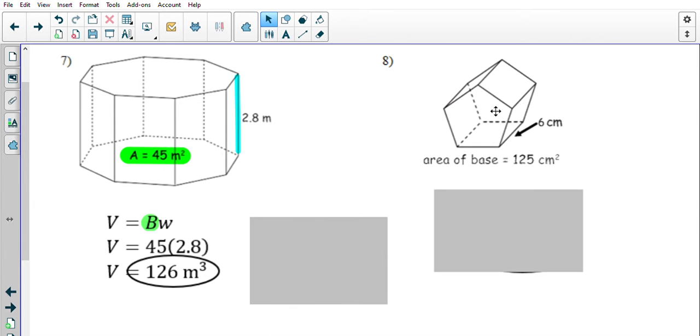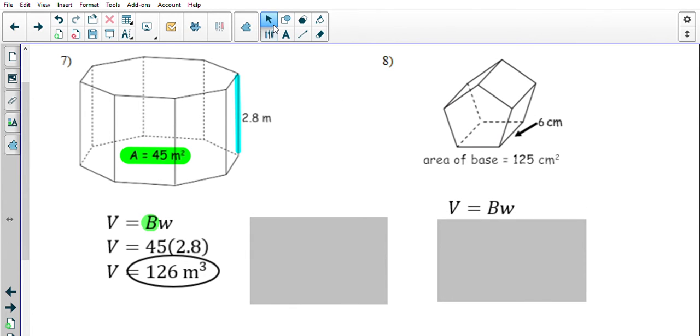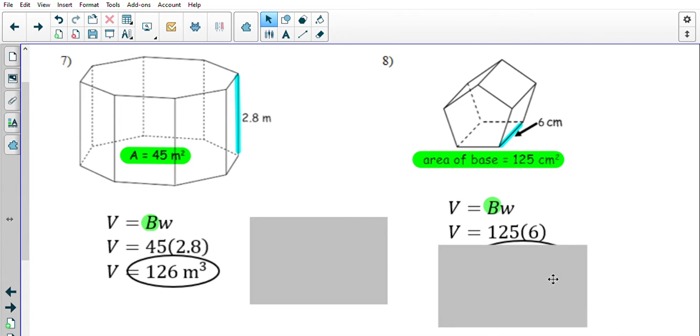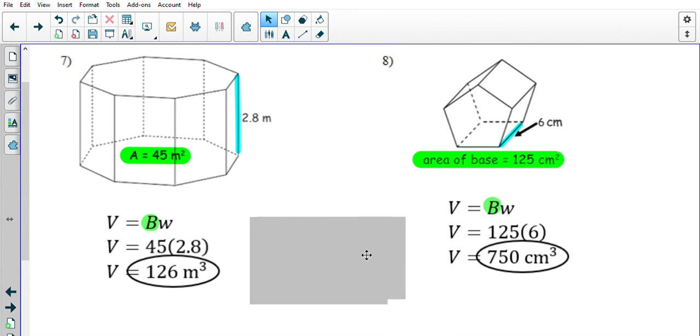All right, number 8 is a pentagonal prism. So we have two parallel pentagons. They give us the area of the base here, and I'm going to highlight that in green. That's going to be our capital B. That's 125. W is the distance between your two pentagons, which is going to be 6. So we are going to do 125 times 6. Our volume will be 750 centimeters cubed. Pretty straightforward there.